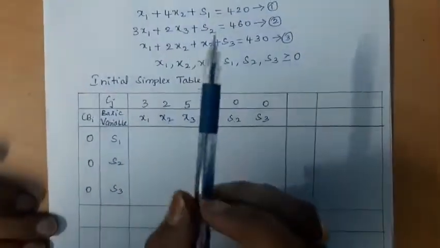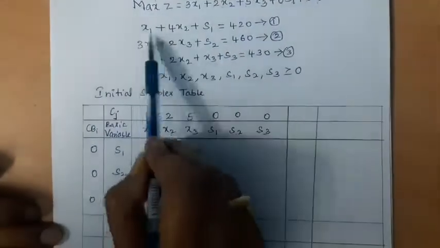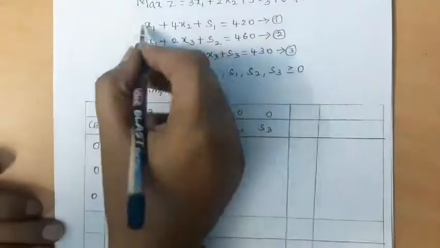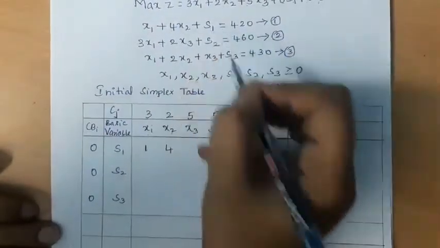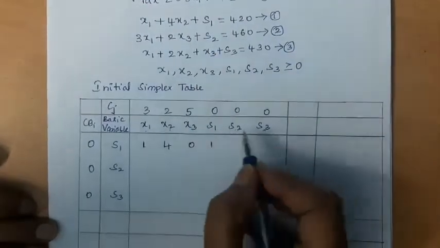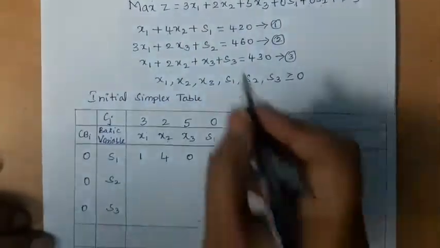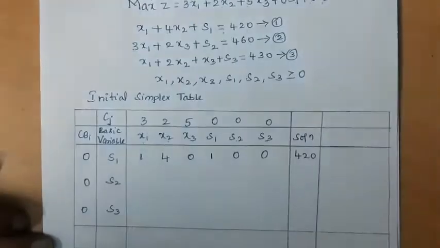Now we need to write down each constraint value. So first s1. The s1 slack variable arrived in the first constraint. So we have to write down the first constraint values. So x1 value is here 1. So write down here 1 in the x1 column. Next x2's value is 4. So write down here 4. Then we don't have x3. So write down 0. And s1 we have, write down 1. We don't have s2 and s3 in the first constraint, so it is 0. And we also have to write down the solution value. So the first constraint solution is 420. So write down here 420.